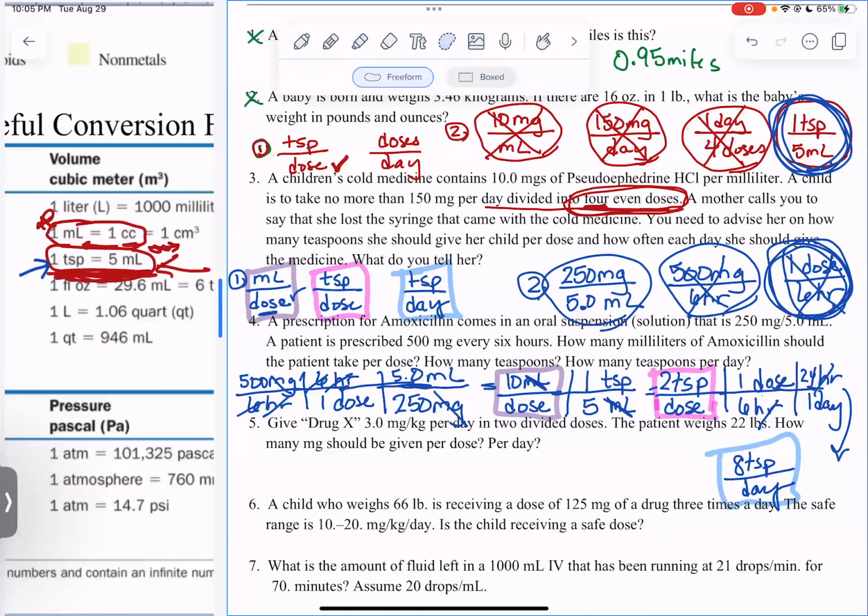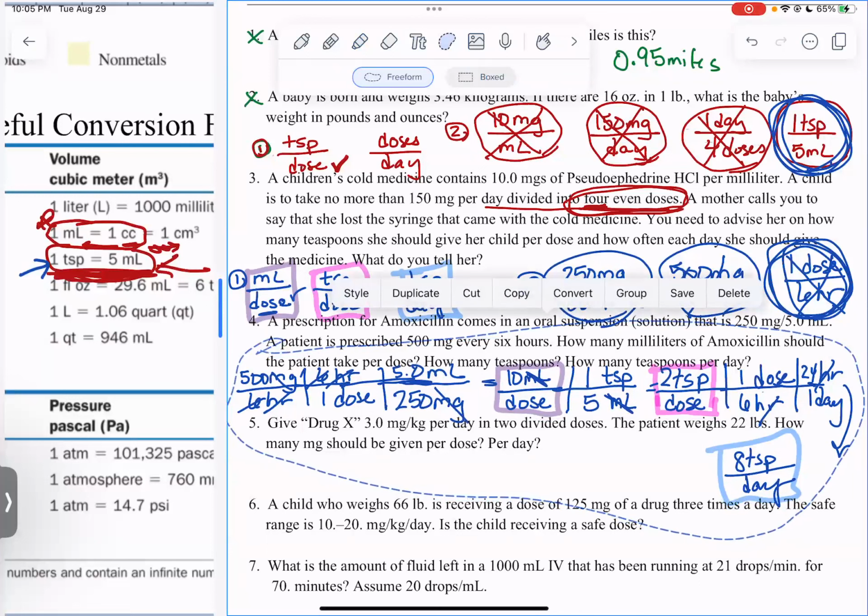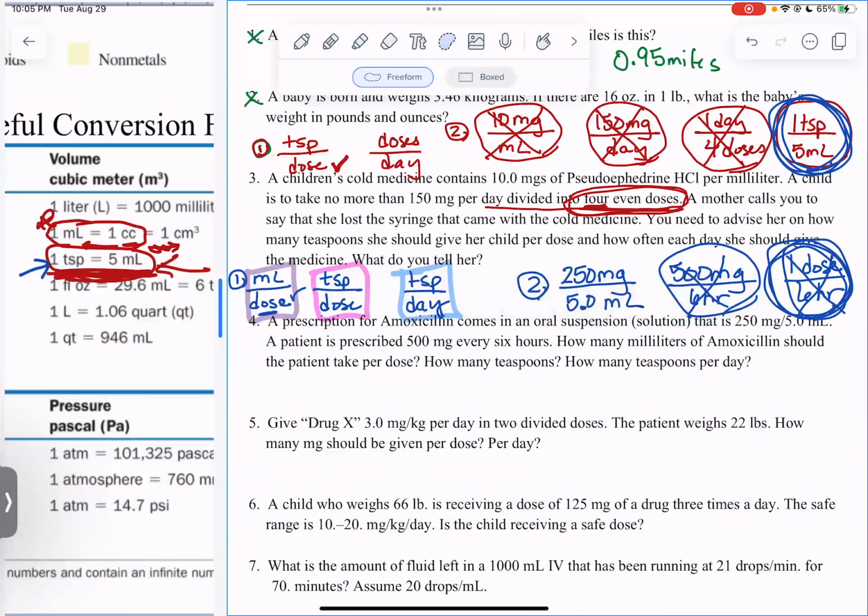I'm going to cut this out so that I can keep going. Okay. Now the doctor's telling us give drug X in 3.0 micrograms per kilogram per day in 2 divided doses. The patient weighs 22 pounds. How many milligrams should be given per dose and per day? Whew. Okay. What's our goal and what do we know?